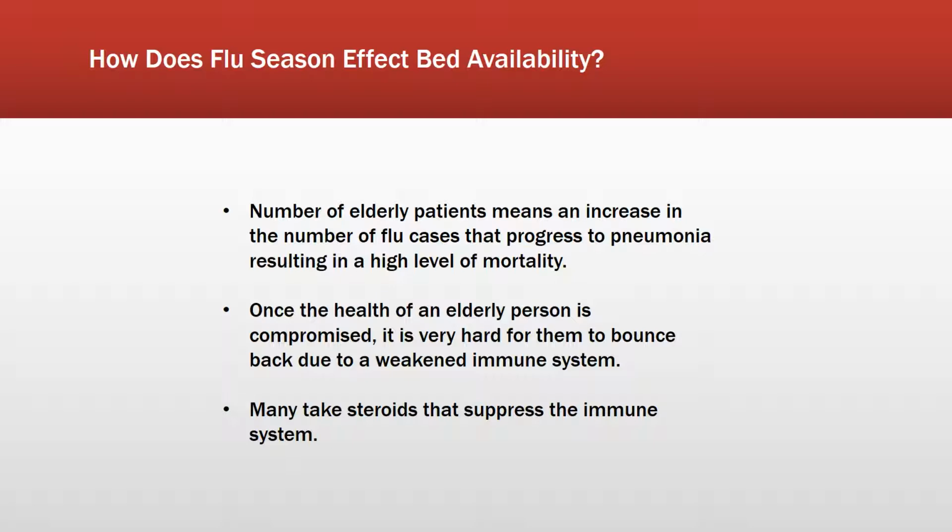The number of elderly patients means an increase in the number of flu cases that will progress to pneumonia and result in a higher level of mortality. Once the health of an elderly person is compromised, it's very hard for them to bounce back due to a weakened immune system. Many of them take steroids for COPD or asthma or another condition that suppress the immune system and make them prone to get the flu.